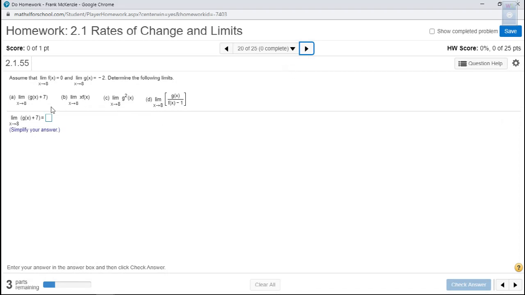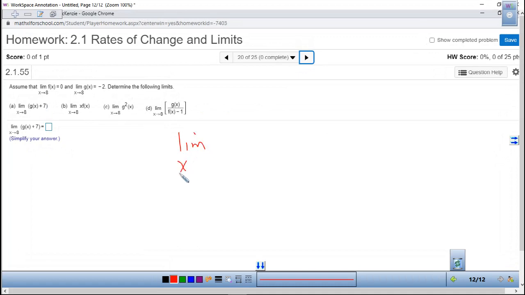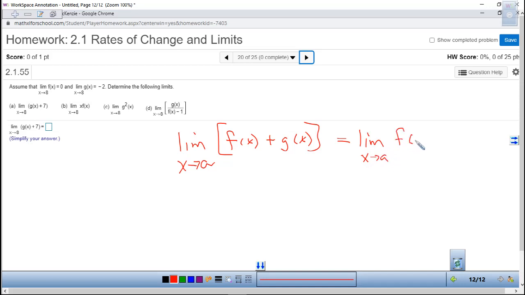All right, so this one we're using all of those properties that we talked about way back in the first part: the sum, the difference, the product, and the quotient rules for limits. Remember, if we have the limit as x approaches a of f of x plus g of x, we can just simply think about it. We don't have to rewrite it unless you want to. It's the limit as x approaches a of f of x plus the limit as x approaches a of g of x.